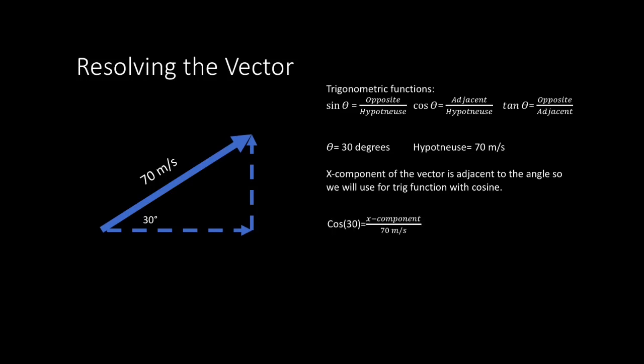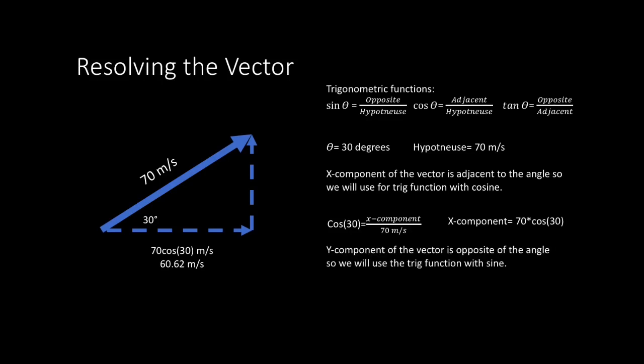So substituting 30 for theta and 70 meters per second for the hypotenuse, we get cosine 30 equals the x component over 70 meters per second. We can solve for the x component by multiplying both sides by 70, which gives us x component equals 70 times cosine 30, which ends up being 60.62 meters per second.